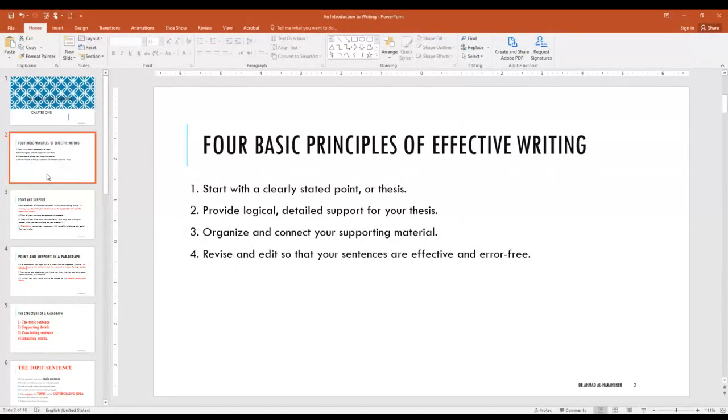We will see that if you are studying media translation with me, we will have a look at this, God willing. Now, your topic should be easily stated, and it should be clear for your readers. Now, you should provide logical, detailed support for your thesis.